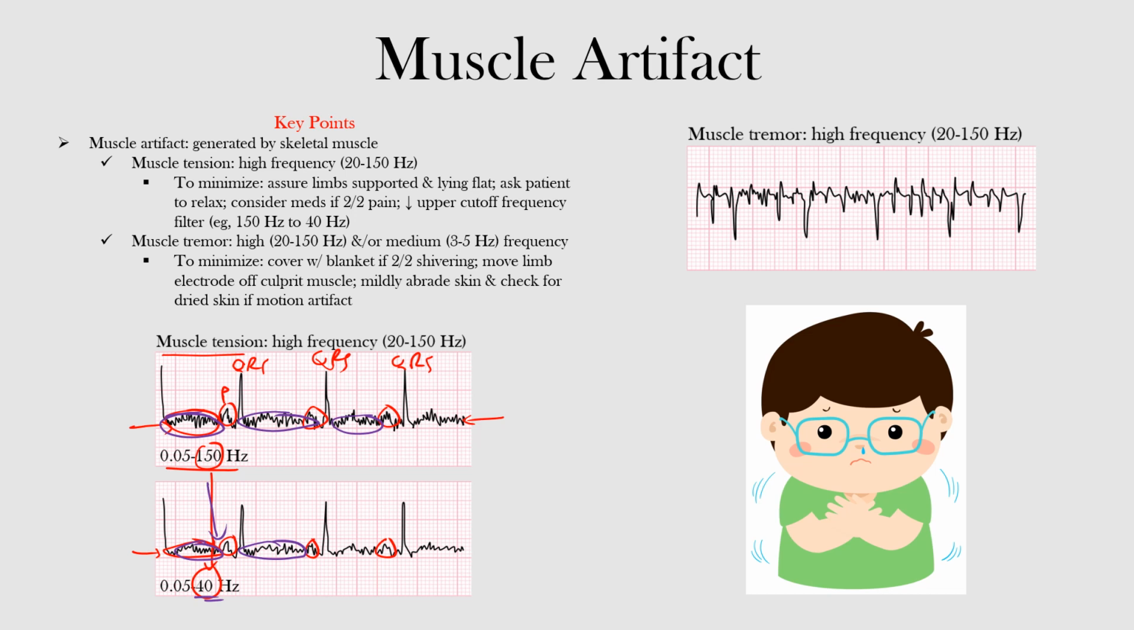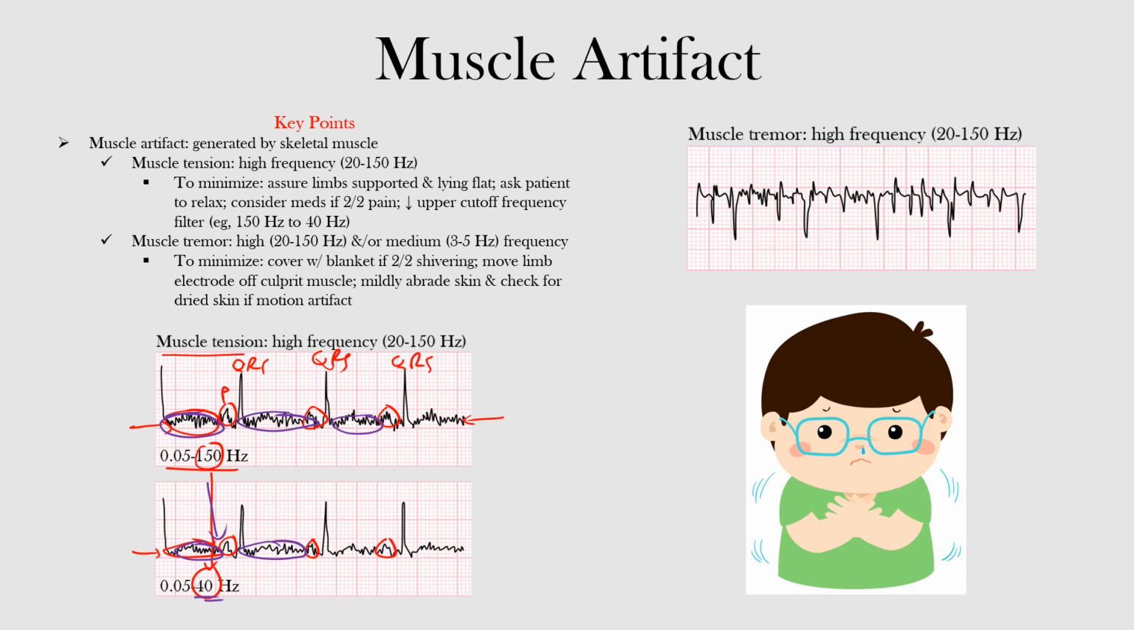Now, with the muscle tremor, this is a medium or a high frequency artifact between 3 and 150 hertz, or 20 and 150 hertz. What you want to see here is if the patient is shivering, you want to cover him or her with a blanket. To minimize that, you can try moving the limb elsewhere to avoid using that muscle that's causing the artifact, or you can consider mildly abrading the skin or checking for any dry gel if there is a motion artifact present along with this.